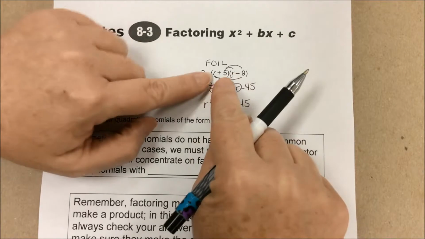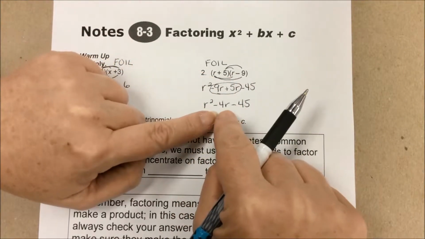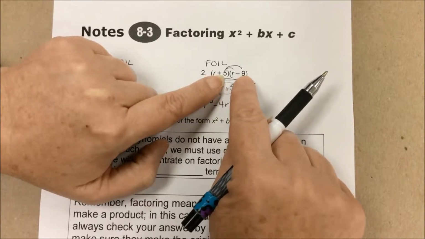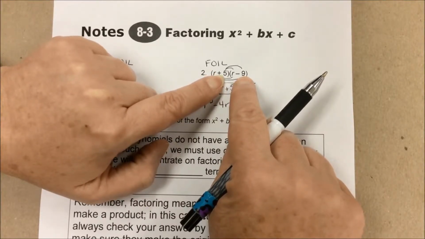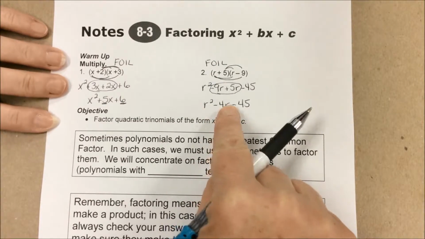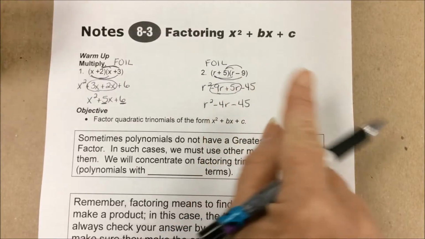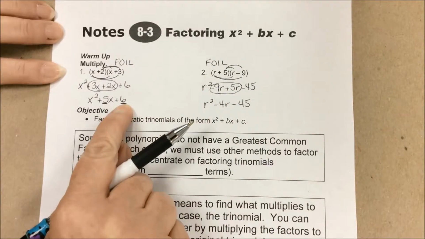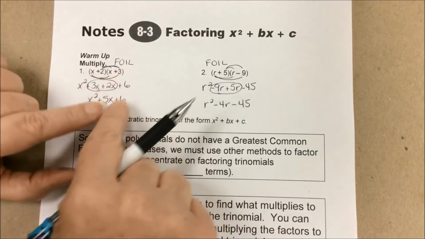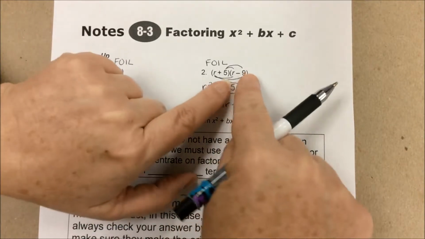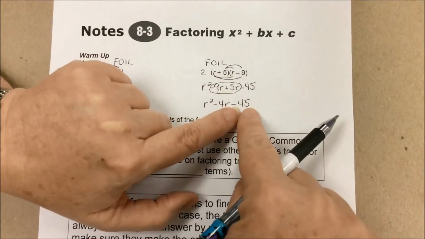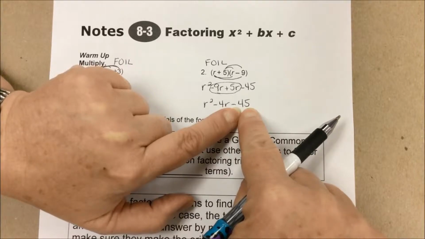Let's look over here. We know that the r times the r is the r squared, but the negative 4r, that term in the middle, if you take these two numbers, positive 5 and negative 9, and you add them together, you get negative 4, and then you put an r on the end of it. And that's how you get that middle term. Okay, now let's look at the last term, the 6. If I take these two numbers and I multiply them together, I get 6. If I take these two numbers, 5 times negative 9, and I multiply them together, I get negative 45. And that's how we do it.